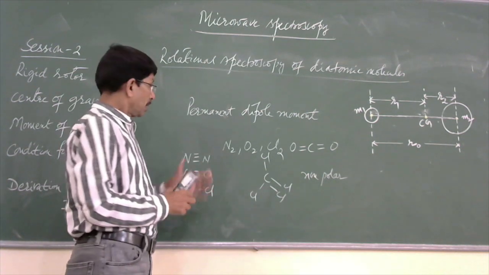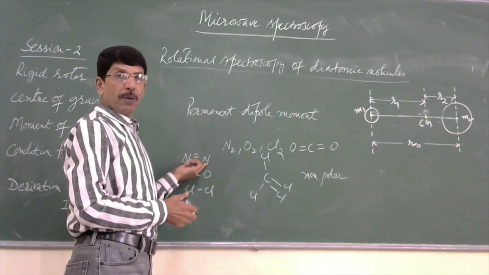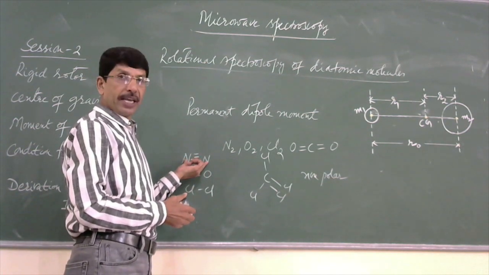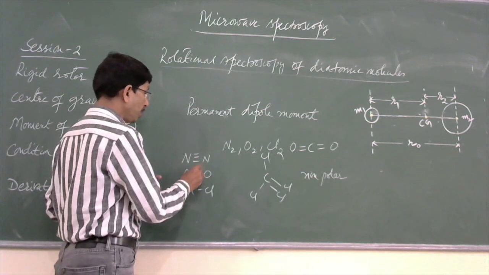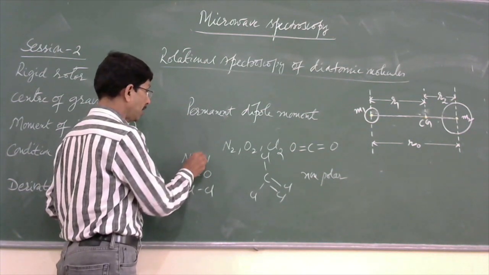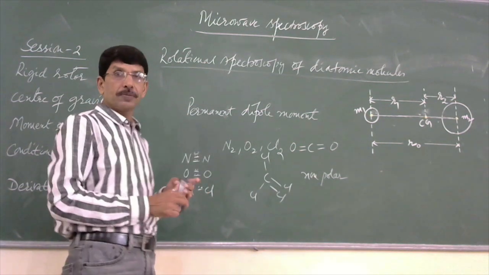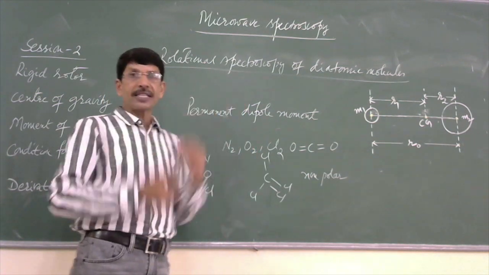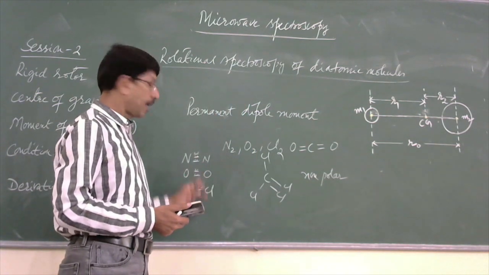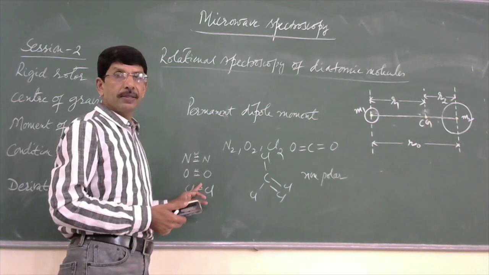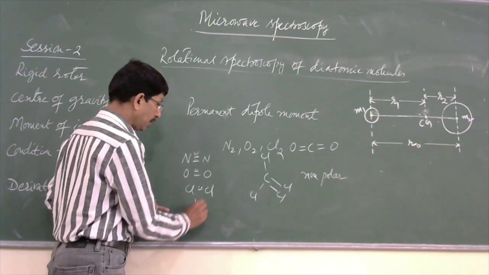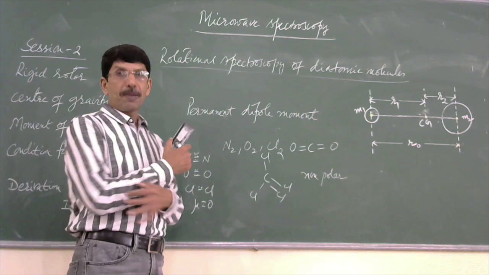Because it is a homonuclear diatomic molecule, the atoms are the same, the electronegativity is the same, so the bonded pair of electrons will lie exactly at the center, at equal distance from both atoms. Therefore, these bonds are pure covalent bonds, hence no dipole moment. So mu is 0, they are non-polar.